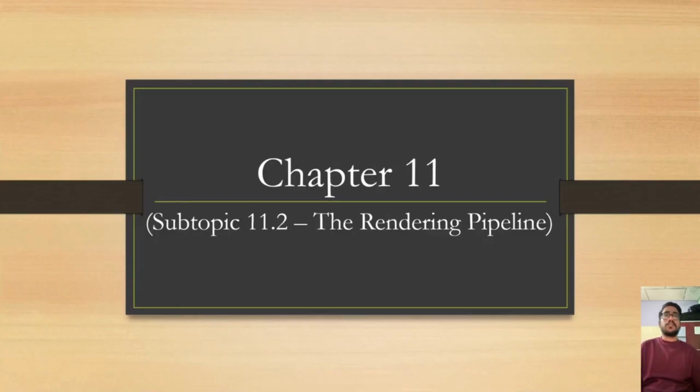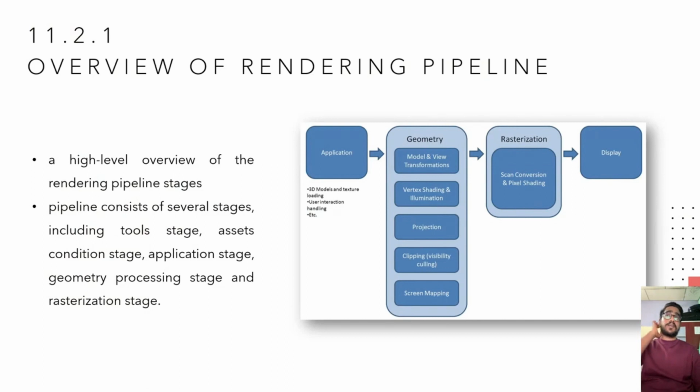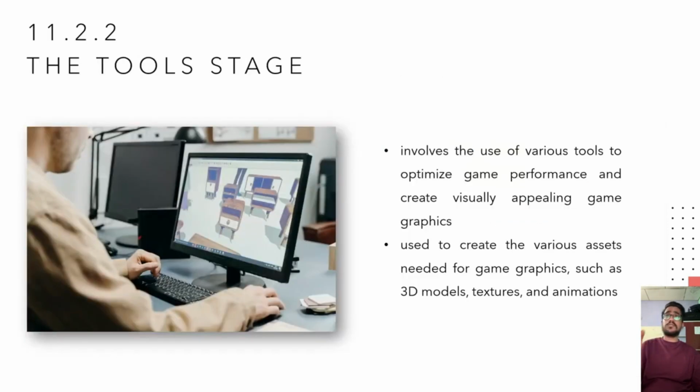Next is subtopic 11.2. We start with the rendering pipeline, an overview. It's just a high-level overview of all the pipeline stages. This is an example overview of what we have. So ours has several stages: tools, asset conditioning, application, geometry processing, and rasterization. So we move on to the first one, the tool stage.